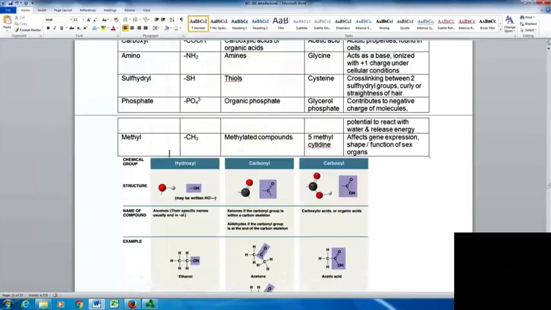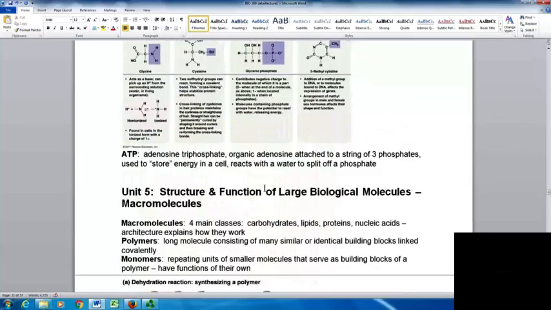And then last we have the methyl group. It's a carbon with 3 hydrogens attached. This makes your methylated compounds. An example would be 5-methylcytidine. These can affect gene expression and shape the function of the sex organs. When you're affecting gene expression, you have a huge role in the body. So that is chapter 4.